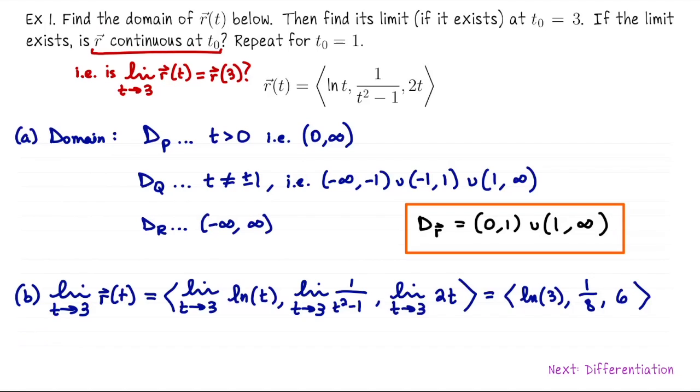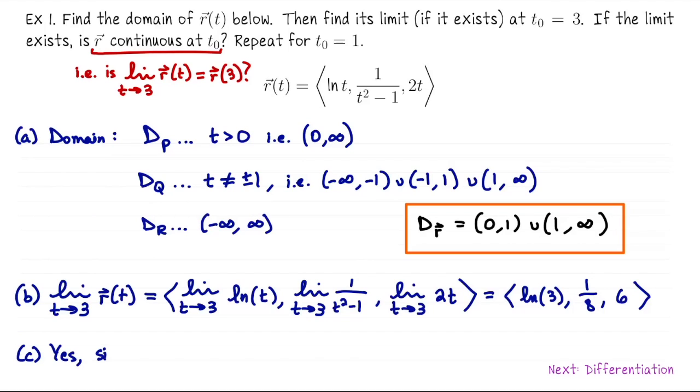So we know that natural log of t is continuous for any t value greater than 0. Rational functions, which look like polynomials divided by polynomials, that's the kind of function that we have in the middle component here. 1 over t squared minus 1 is similarly continuous when we're in the domain. So since 3 is in the domain of that function, we're continuous at t equals 3. And then the last function is a polynomial that's continuous everywhere. So we want to be able to recognize facts about these basic building block functions because we've already had single variable calculus.